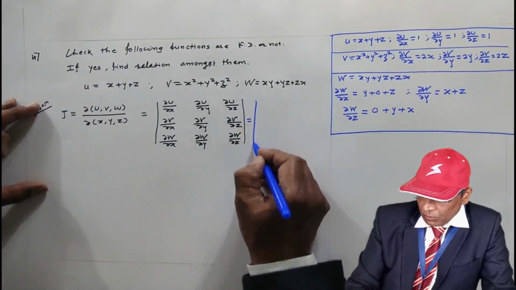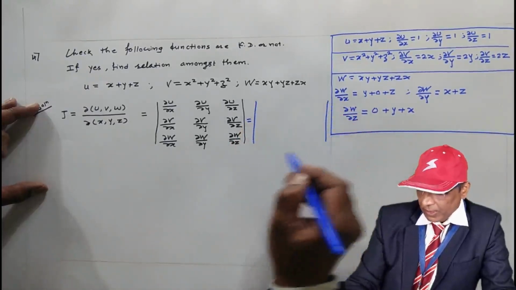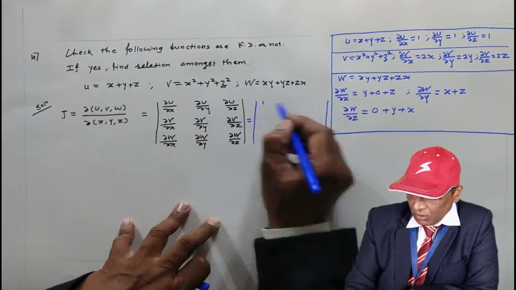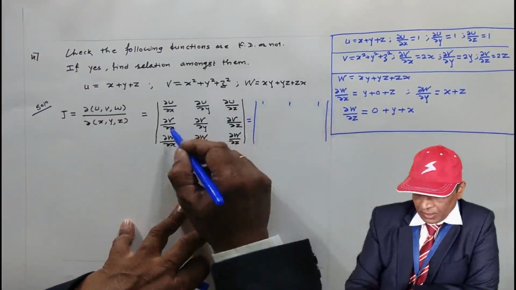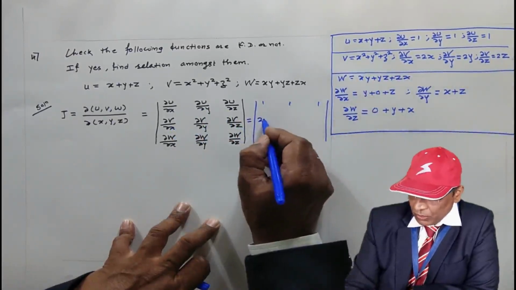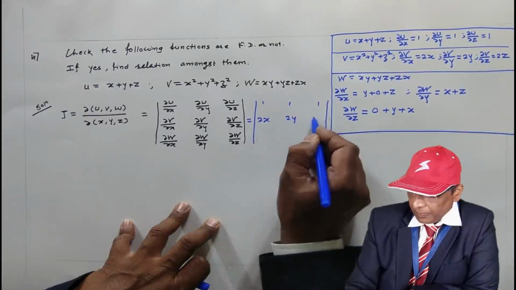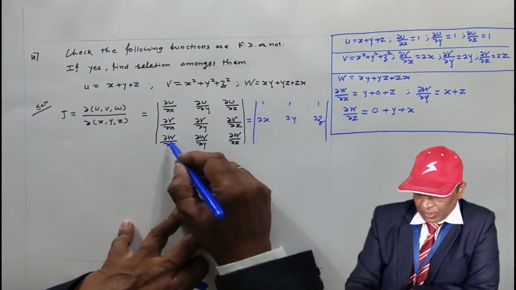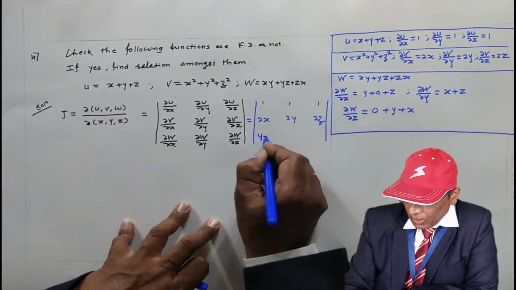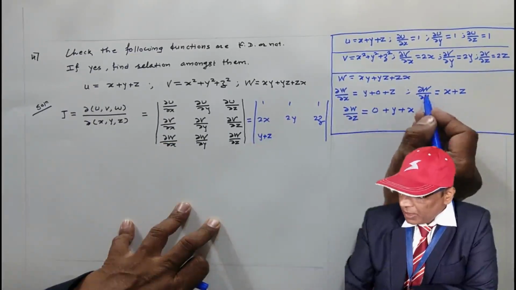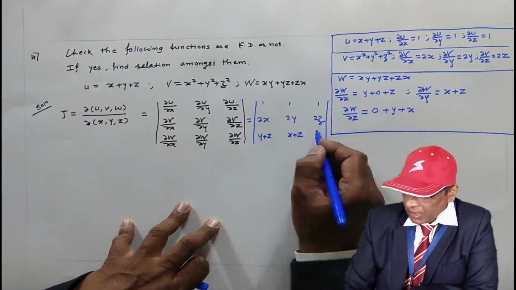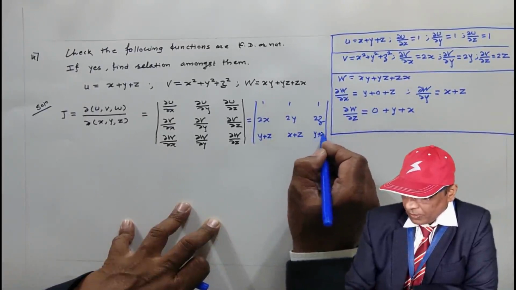Now, putting the values of the derivatives here. Del u by del x, del u by del y, del u by del z are all 1, 1, 1. Del v by del x, del v by del y, del v by del z are 2x, 2y, 2z. Derivative of w with respect to x is y plus z, del w by del y is x plus z, and del w by del z is y plus x. Okay.